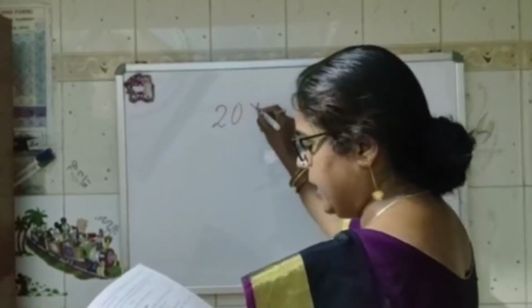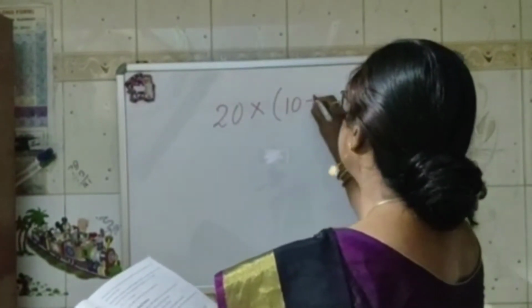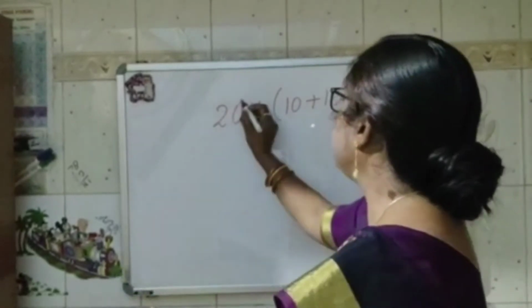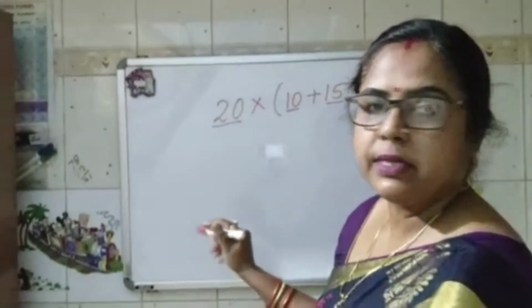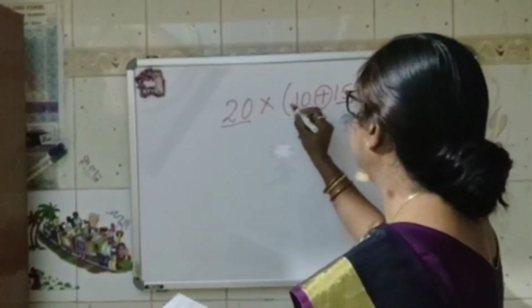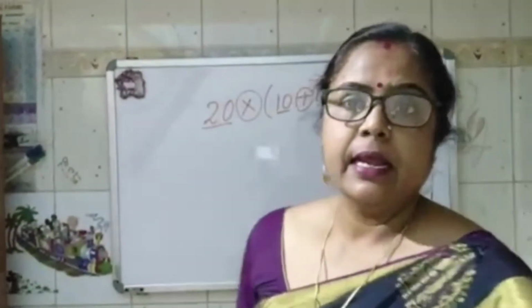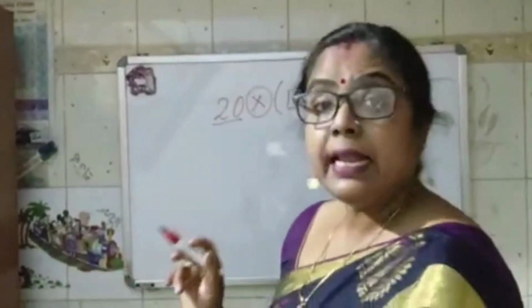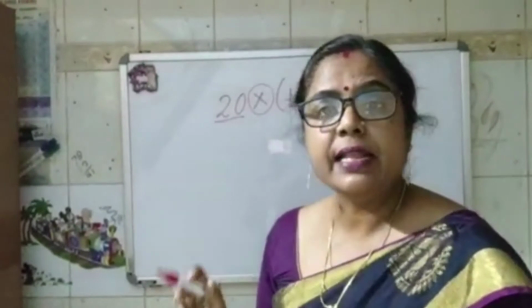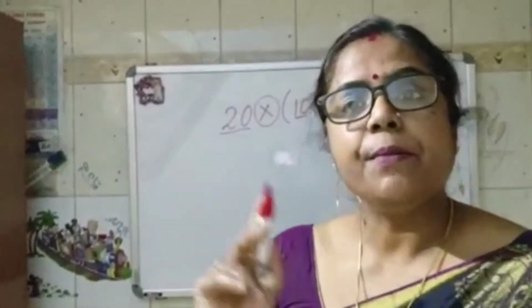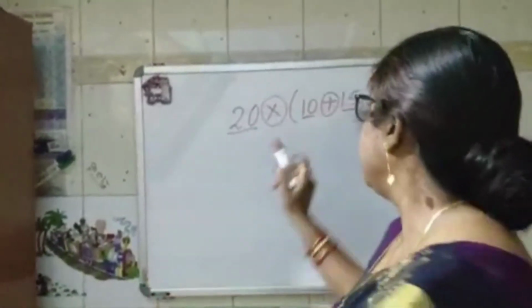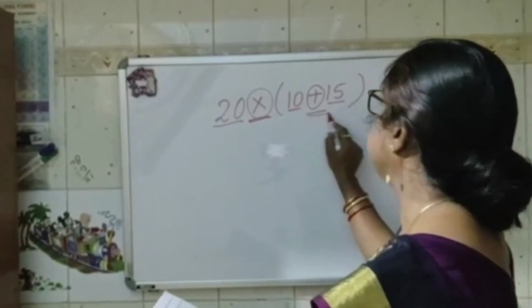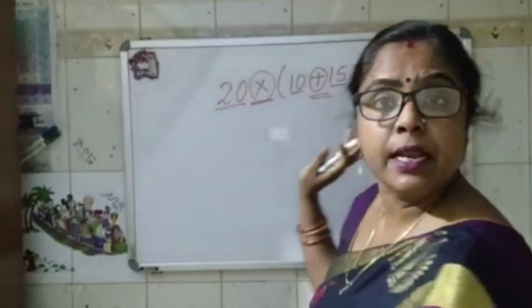20 multiplied by 10 plus 15. This question is carrying 3 numbers, 10, 15 and 20. These 3 numbers are there and 2 operations are there. One is addition and the second one is multiplication. And you know that multiplication is repeated addition. But that is possible when we are adding the same number again and again, then we can say that multiplication is repeated addition. But here multiplication is a different operation and addition is a different operation because all 3 numbers are different.